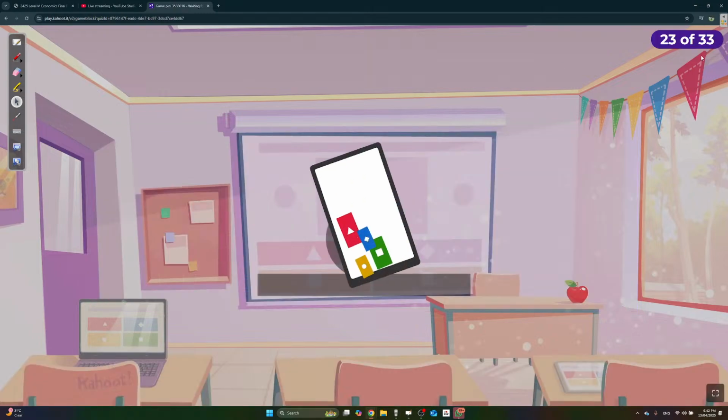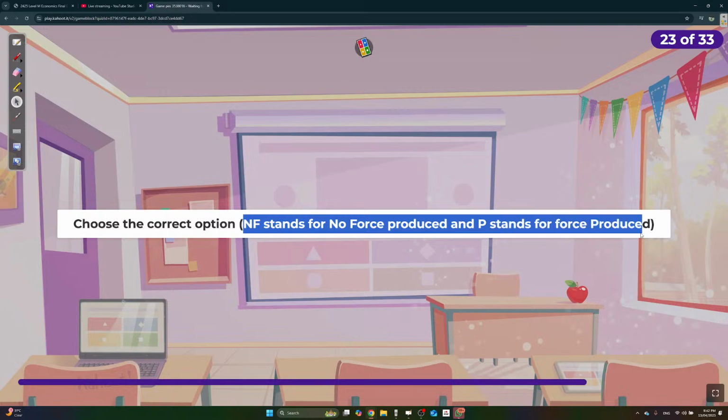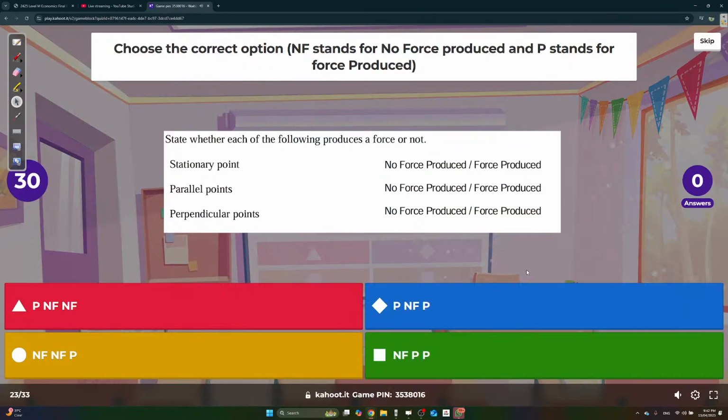Okay. Next question. Choose the correct option. Make sure that NF stands for no force produced and P stands for force produced. Okay, so take a look here.